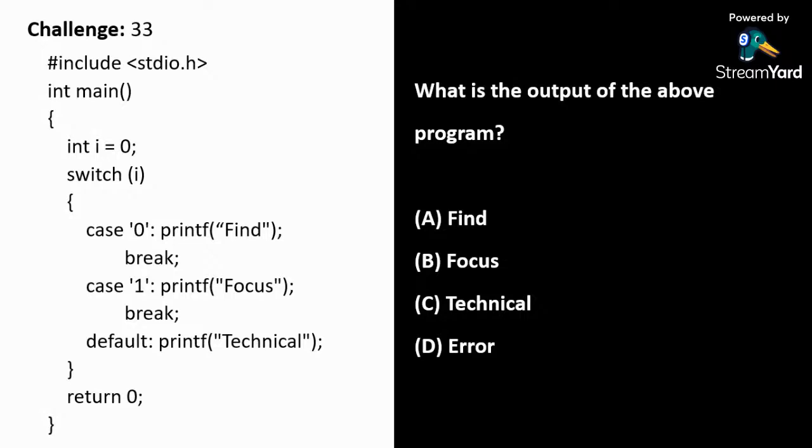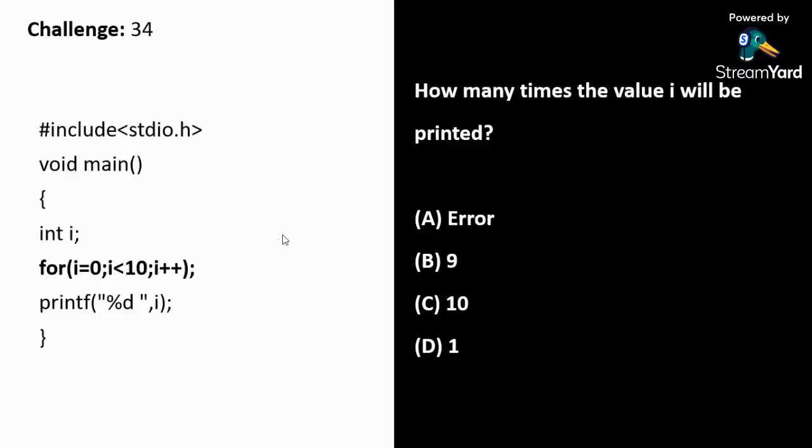So it'll print technical, because 0 is what is being passed. But in case I have 0 as a character and 1 as a character, not as an integer. So that's why the answer is option C, technical. What is the output here?